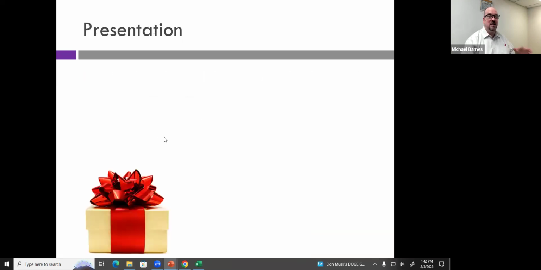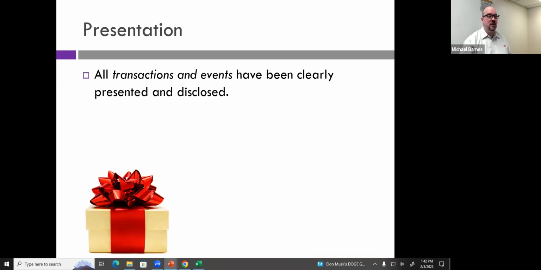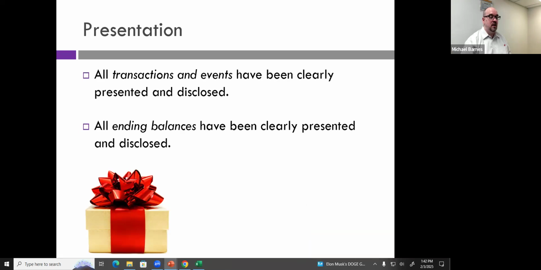Then we have presentation. Presentation is slightly different, but related to classification. Presentation means all transactions and events have been clearly presented and disclosed, and all account balances have been clearly presented and disclosed. Ultimately, this is just making sure that everything goes into the information system properly, and then from the financial statement perspective, it's been presented in the financial statement properly.